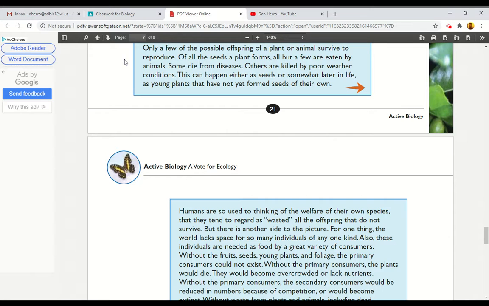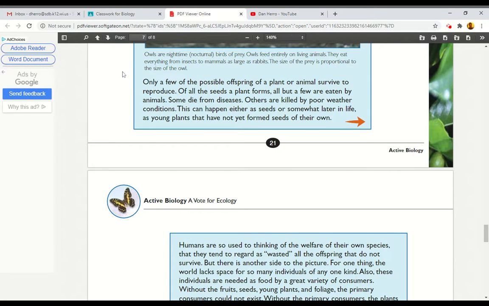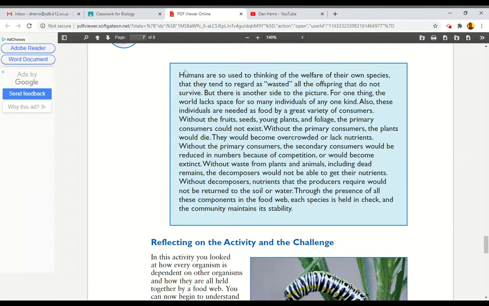Only a few of the possible offspring of a plant or animal survive to reproduce. Of all the seeds a plant forms, all but a few are eaten by animals. Some die from diseases. Others are killed by poor weather conditions. This can happen either as seeds or somewhat later in life as young plants that have not yet formed seeds of their own. Humans are so used to thinking of the welfare of their own species that they tend to regard as wasted all the offspring that do not survive.